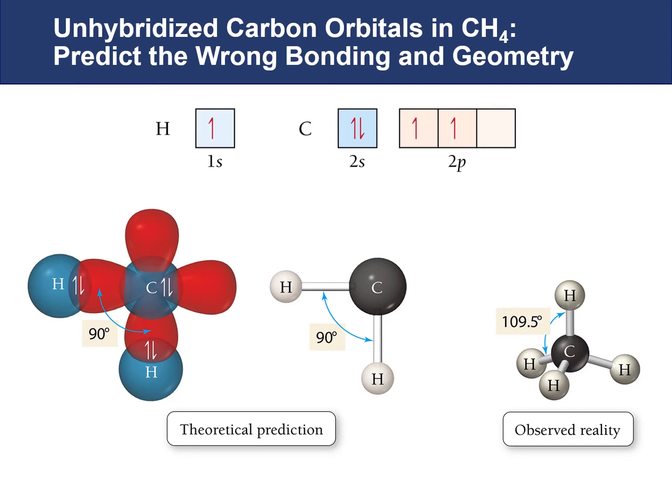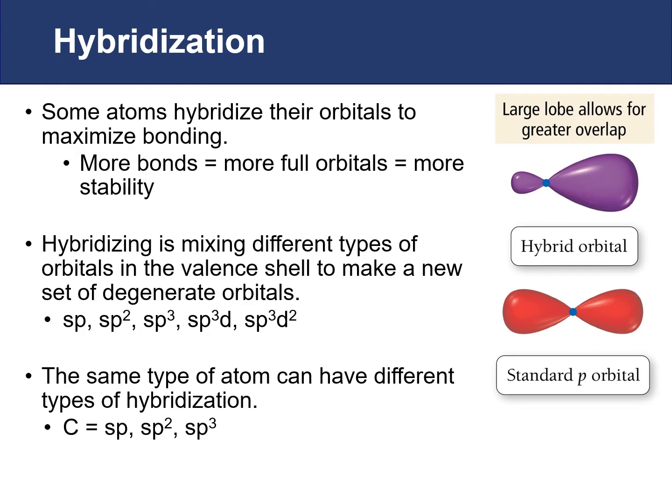So we have to do some sort of mathematical addition of the orbitals to get what we will be calling hybridized orbitals. Hybridization occurs through the summation of multiple valence orbitals. Some atoms hybridize their orbitals to maximize the bonding. The more bonds, the more full orbitals that are hybridized together, the greater the stability. Hybridization is the mixing of different types of orbitals in their valence shell to make new sets of degenerate orbitals. Degenerate meaning that they have the same amount of energy.